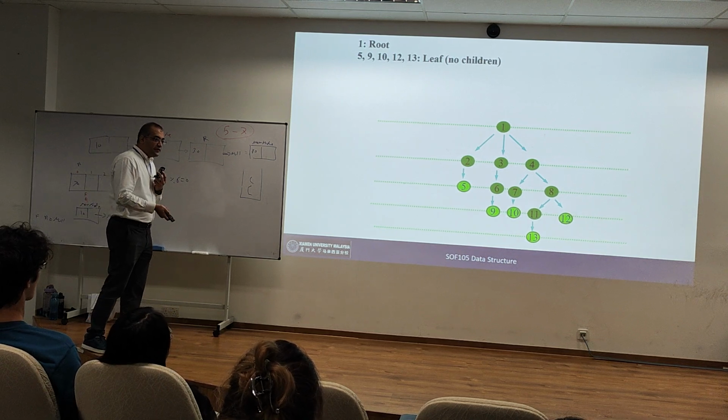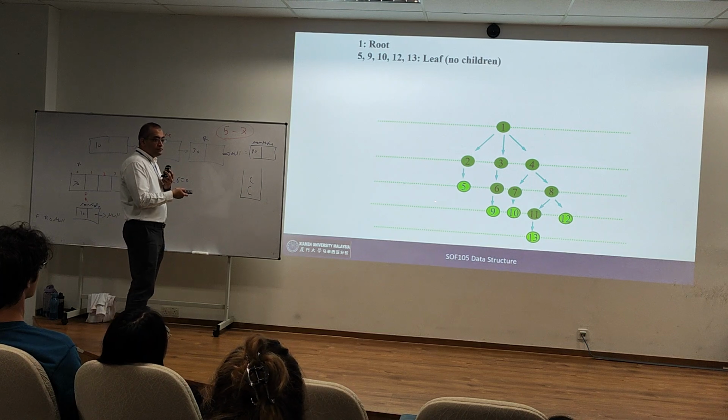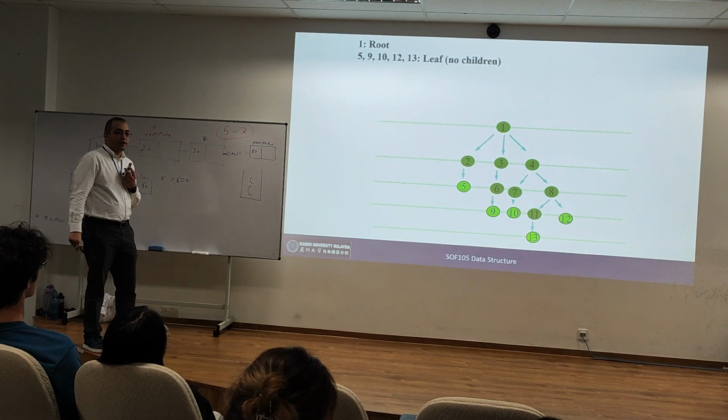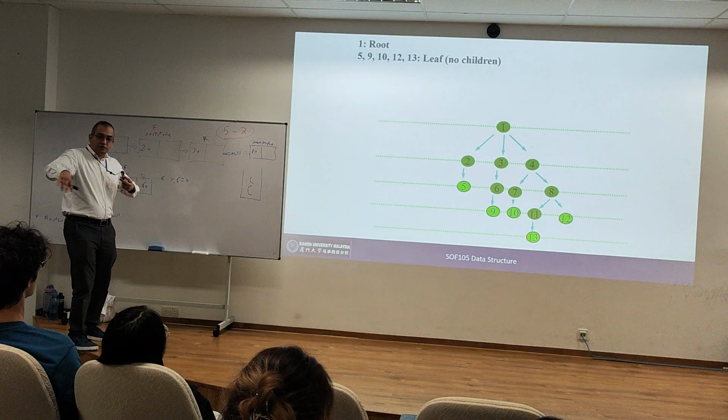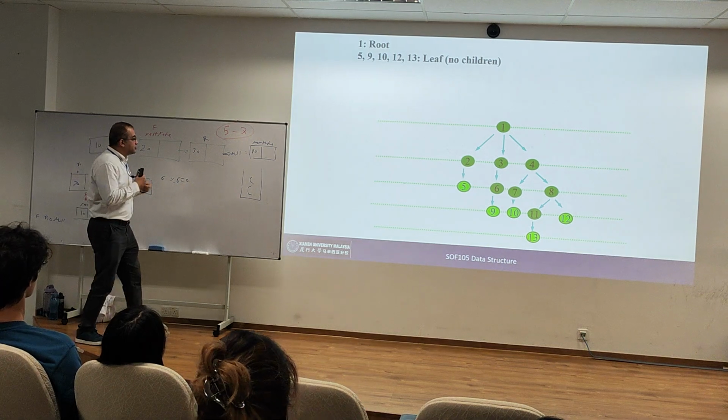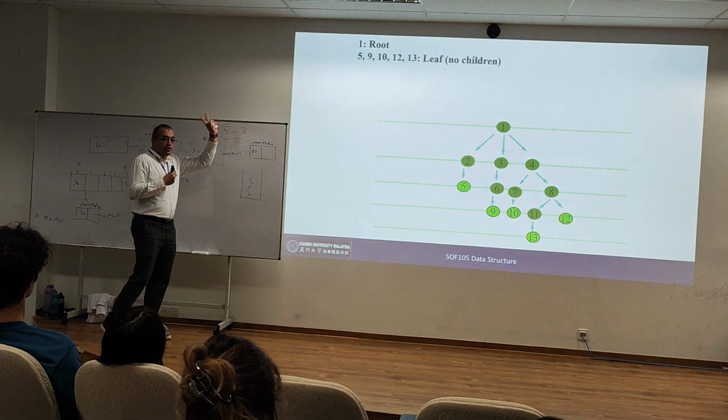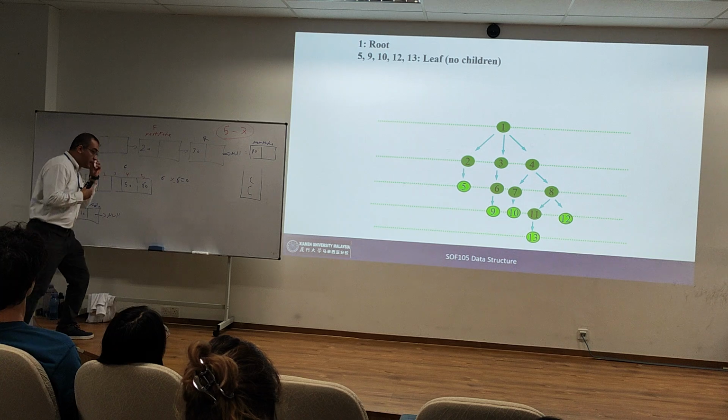How do we know they are leaves? Because they don't have children. They have pointers, correct. Okay? Meaning all their pointers are pointing to nil, correct? Similar to the last node in the linked list. The last node in the linked list points to nil, correct?